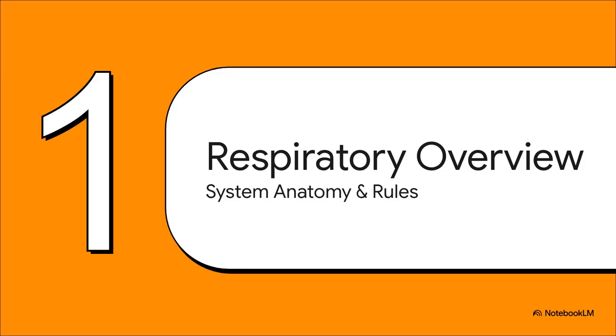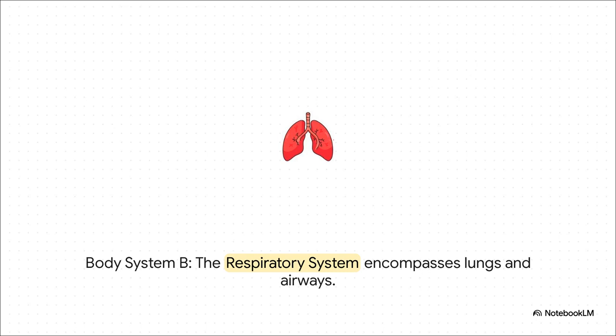Okay, Section 1, Respiratory System Overview. Let's build that foundation. So, body system B. This encompasses the entire respiratory anatomy. We're talking everything from the delicate bronchial structures and the tracheobronchial tree straight down to the lungs and the surrounding pleura. Basically, whenever you're coding a procedure in this specific anatomical neighborhood, your second character in PCS is almost always going to be B.